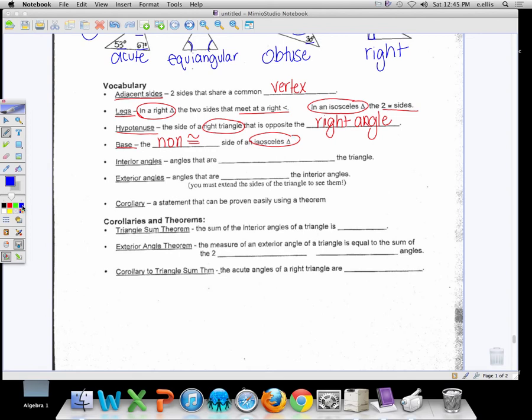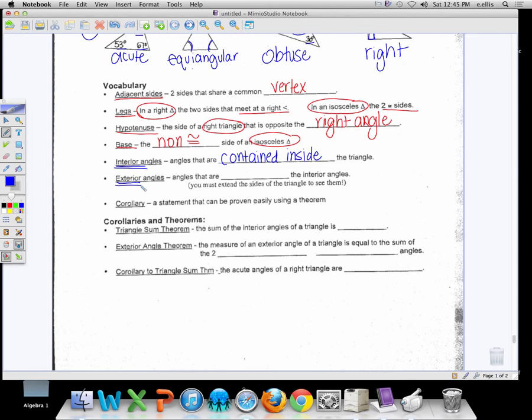Now, the next two are going to be used a little bit today. Interior angles, well, they're kind of like what they sound. They are angles that are contained inside the triangle. Interior, inside. The angle's inside.